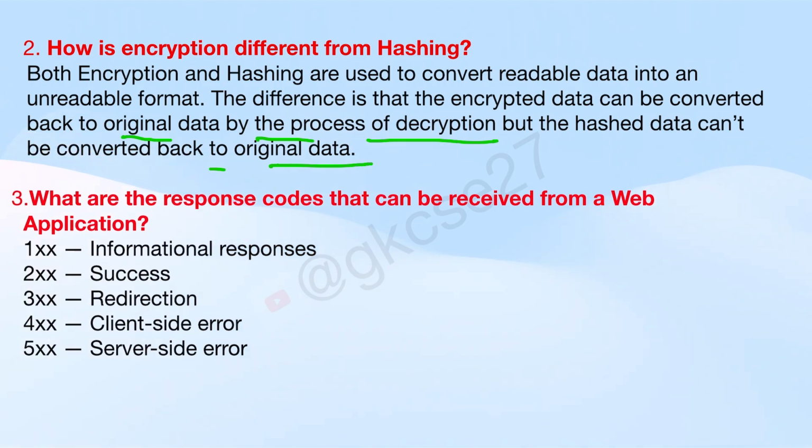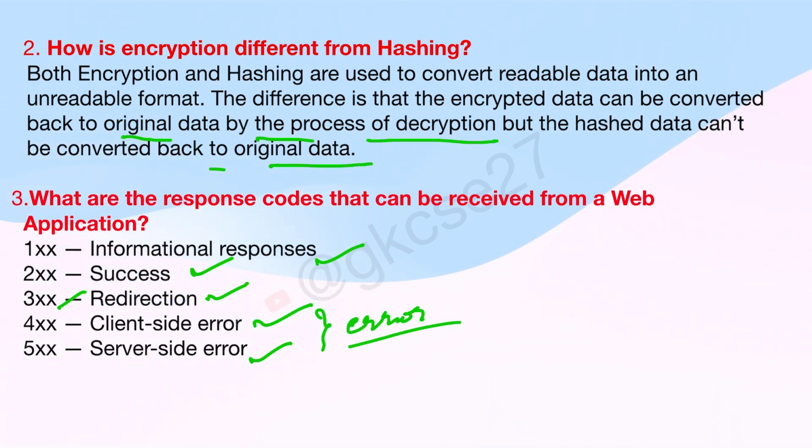Next, what are the response codes that can be received from a web application? If there is some problem in a web application, sometimes we see errors, for example it returns error type 402. What do those mean? If the code starts with 1, it is an informational response. If it starts with 2, that means success. If it starts with 3, it means redirection. 4 means client side error, and 5 means server side error. So both are error formats.